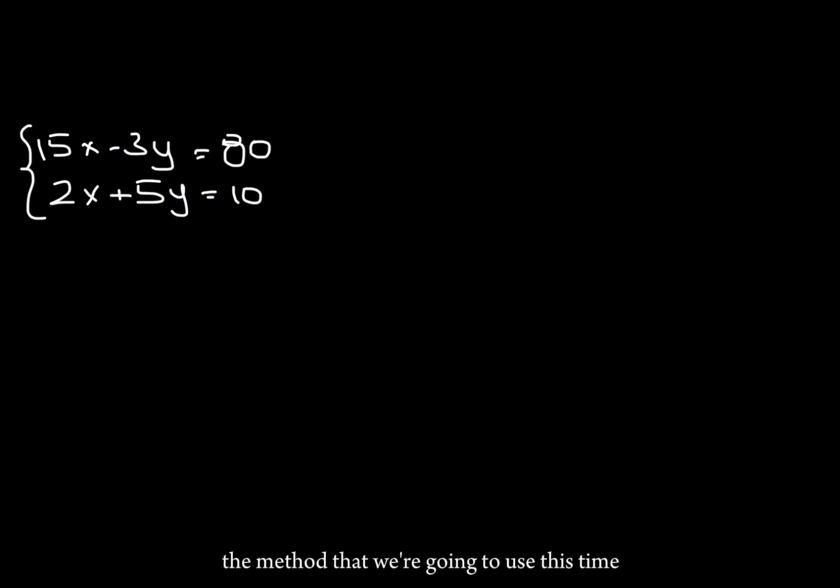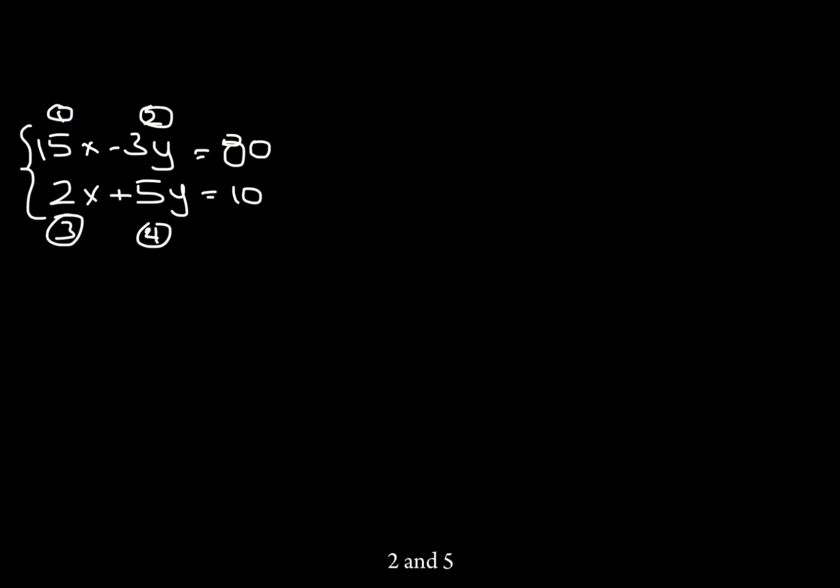Let's look at another way we can solve linear equations. The method that we're going to use this time is called the inverse coefficient matrix. We basically develop two matrices from the linear equations. We multiply them by each other, and then we solve for the values of x and y. Let's start by developing the first matrix. Now, the first matrix consists of these values: 15, -3, 2, and 5.